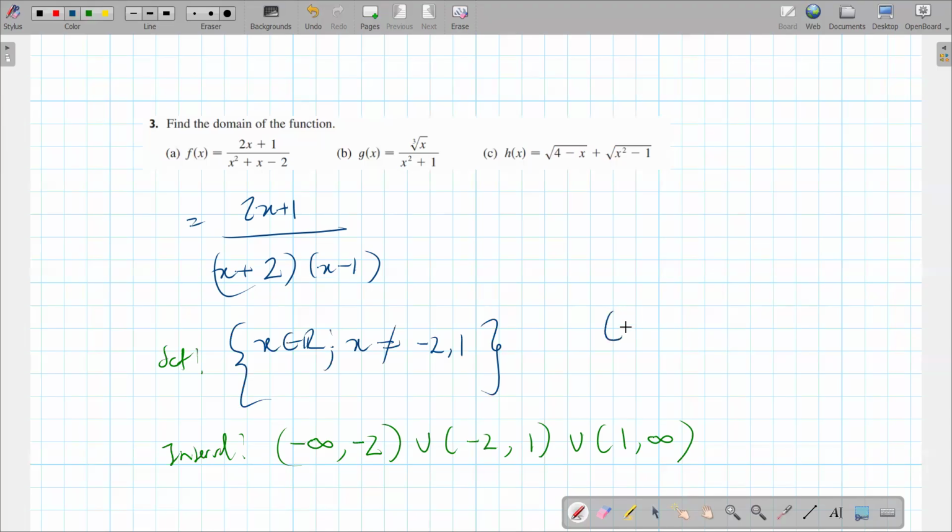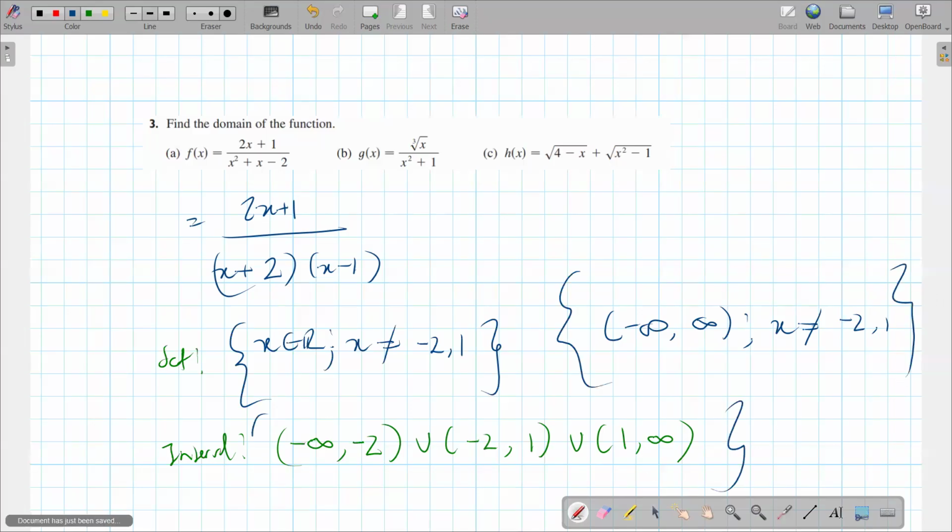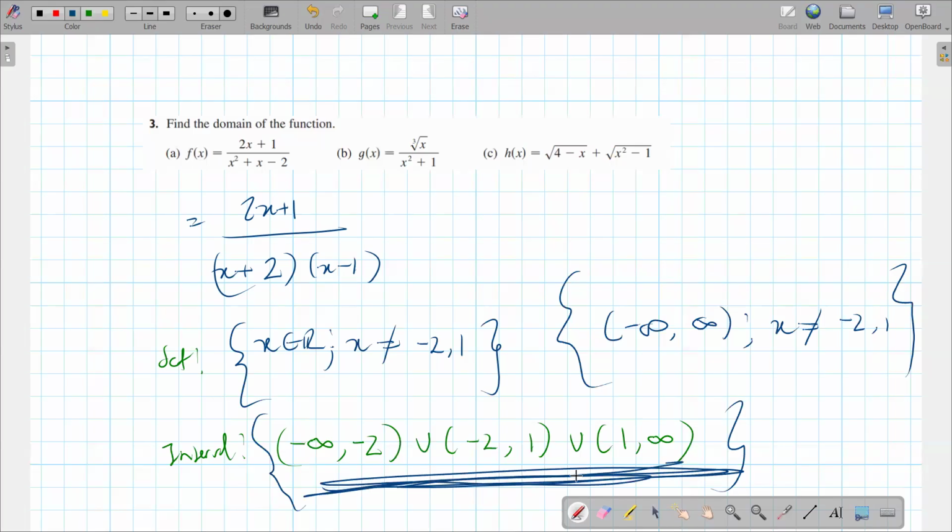You may get away with writing this. Now this is going to depend. I'll be fine with this, but this is the proper way of writing it using unions for interval notation. This way, I don't know if it's going to work or not. It would work with me, but I'm not sure about your teacher, so double check. So that's how you do interval.